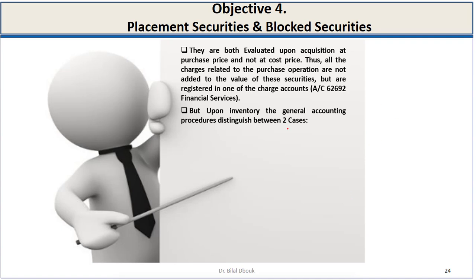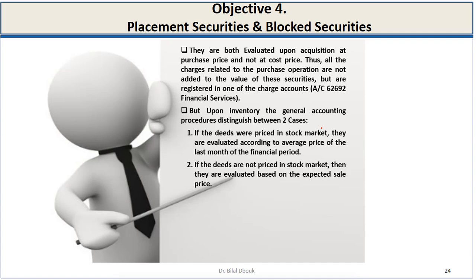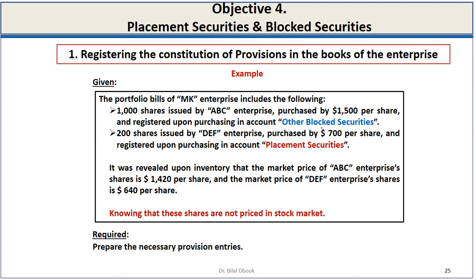But upon inventory, the general accounting procedure distinguishes between two cases. If these securities were priced in the stock market, they are evaluated according to their average price of the last month of the financial period. It means the company related to these securities is listed in the Beirut Exchange stock market. However, if these deeds are not priced in the stock market, then they are evaluated based on expected sale price. Let's see a practical example.